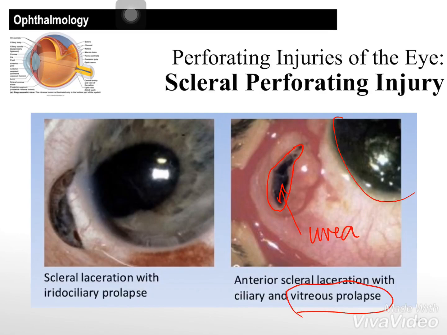Another picture on the left is a limbal scleral laceration. No, this is the limbus, and this is the scleral part of the laceration. Okay, and you see iris prolapse. The iris is continuous to this one. Okay, so there is a corectopia, an irregularly shaped pupil. You have to operate on this, close this, and operate on the eye immediately.